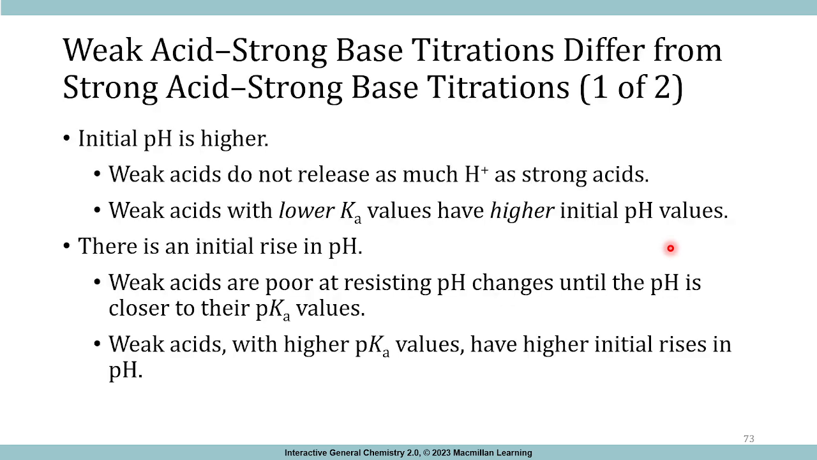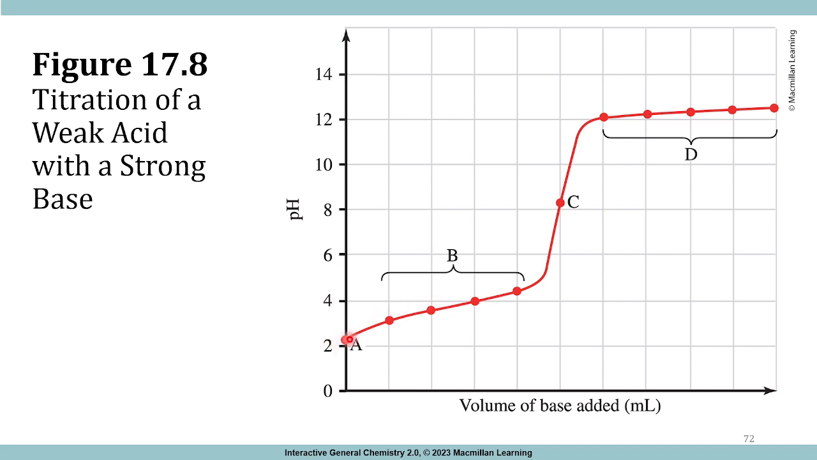So on the initial rise in pH, the weak acids are going to be resisting pH changes until the pH is close to the pKa value. And that's where the buffer gets the best at resisting pH change, isn't it? And so that's where you're entering your really strong buffering system. So the weak acids with higher pKa values are going to have higher initial rises in your pH. And this is this little region that goes like that. See that? You get a little initial higher rise, and then you enter B, and B is where you're in the buffer system.